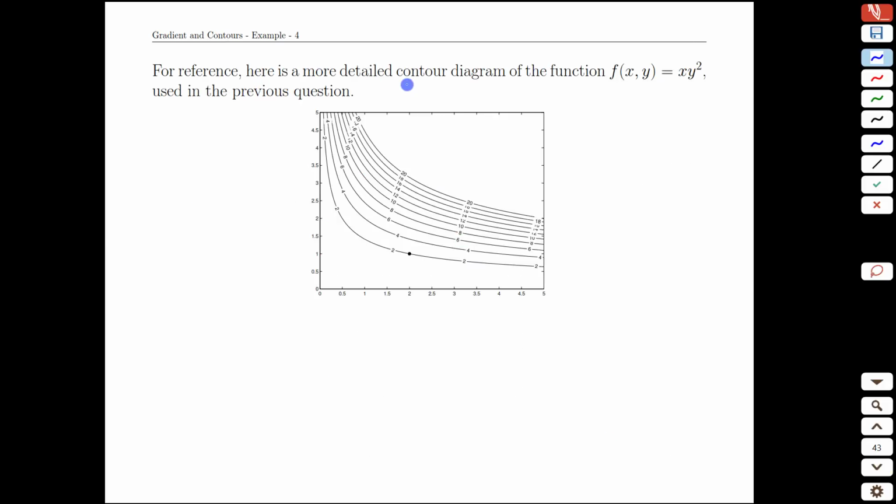For reference, here's a more detailed contour diagram of that function again. Now we can see that this is the uphill direction, reinforcing that the gradient points in an uphill direction and not the downhill direction. And as we indicated, we would have something perpendicular to the contours. There we go. So that, being our gradient vector, matches our earlier calculations.